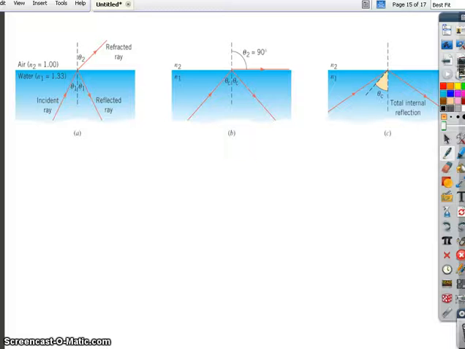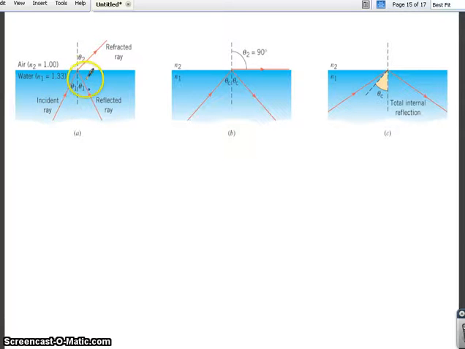In situation A, we have an incident ray, light's hitting the medium. Some of it's going to be reflected back. That's going to happen no matter what. And then for the most part, it's going to be refracted out. As you can see here, it's going from one medium that has a larger index of refraction than the other, and it's bending away from the normal. Okay, this is what we talked about in our last video, and this is what we know as normal.